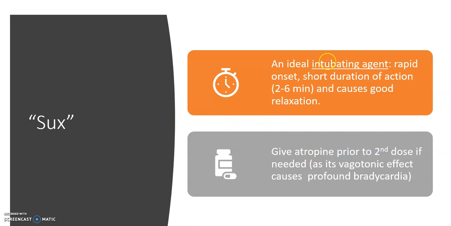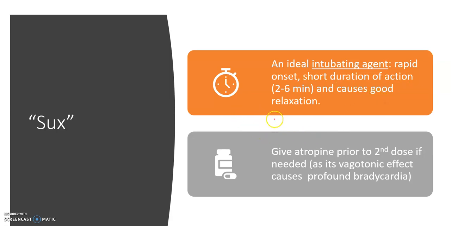So suxamethonium is an ideal intubating agent because of its fast onset, and also it has a short duration of action, and it causes good relaxation of the muscles. So these are some of the good points for suxamethonium, and that's the reason why it used to be called an ideal intubating agent. It used to be. Nowadays there are many other agents that can be used. So suxamethonium has a rapid onset, a short duration of action, and causes good relaxation.